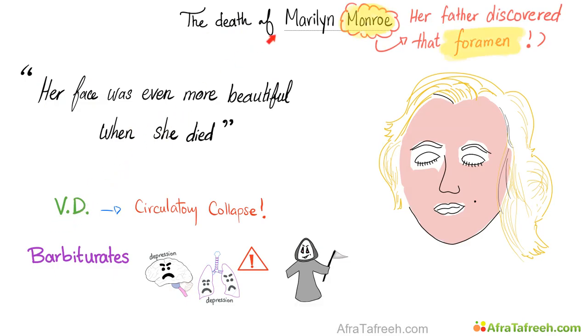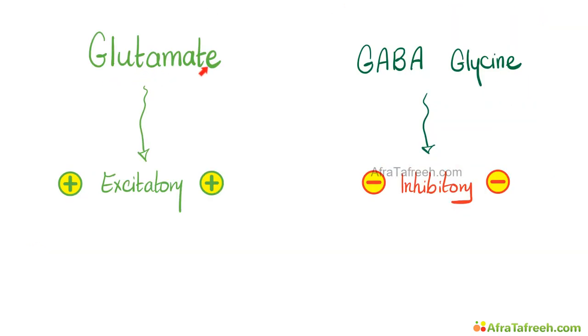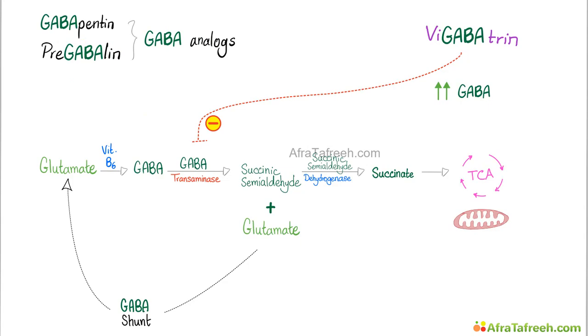Just remember, barbiturates can vasodilate your vessels, leading to circulatory collapse. Barbiturates can also lead to CNS depression, respiratory depression, coma, and even death. Keep in mind that glutamate is excitatory, but GABA and glycine are inhibitory. Any drug that has the word GABA in it is going to inhibit you, is going to make you calm down: gabapentin, pregabalin, and vigabatrin. These drugs are GABA analogs. They act as if they are GABA.